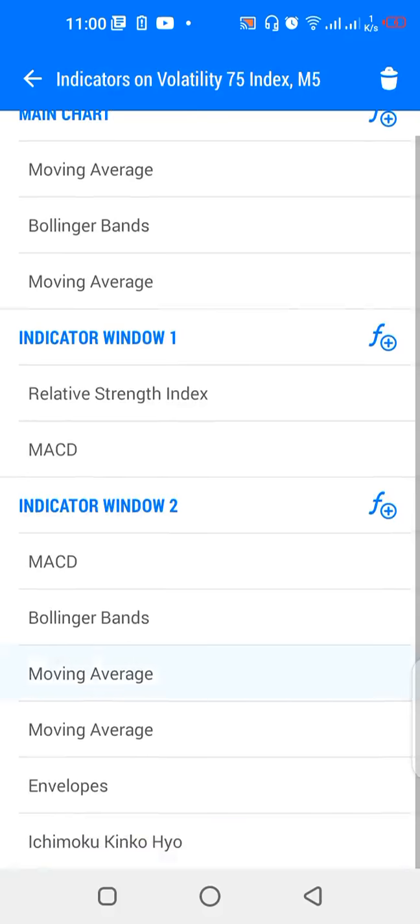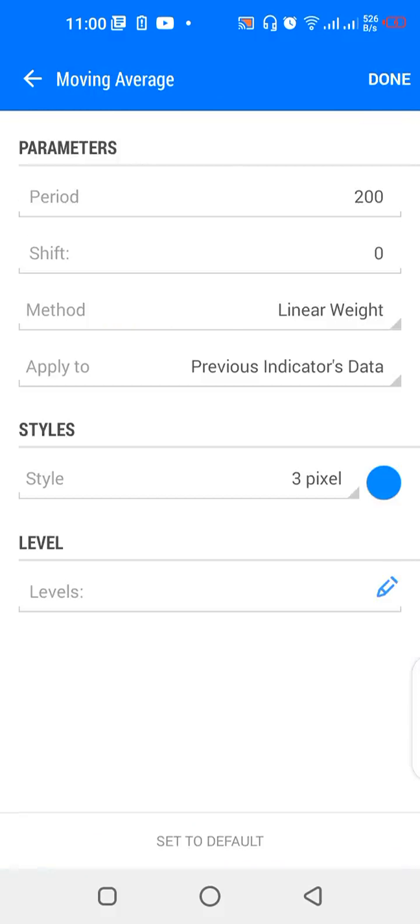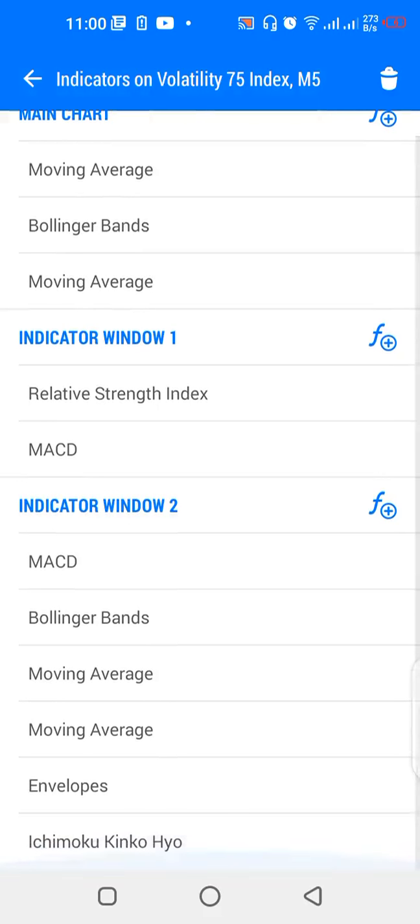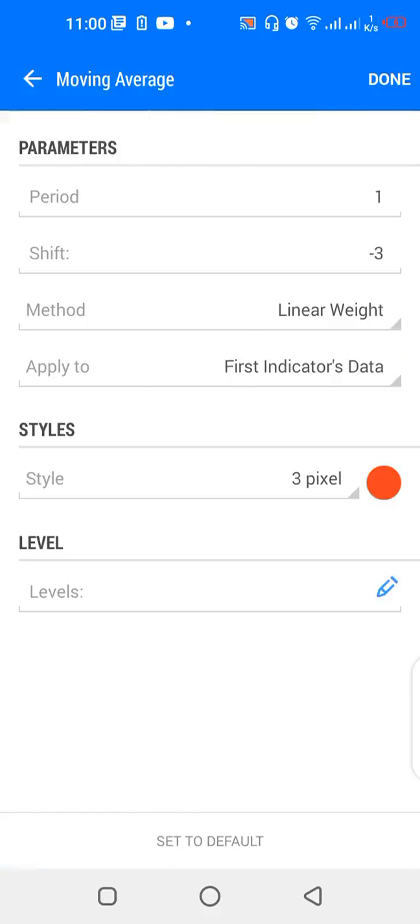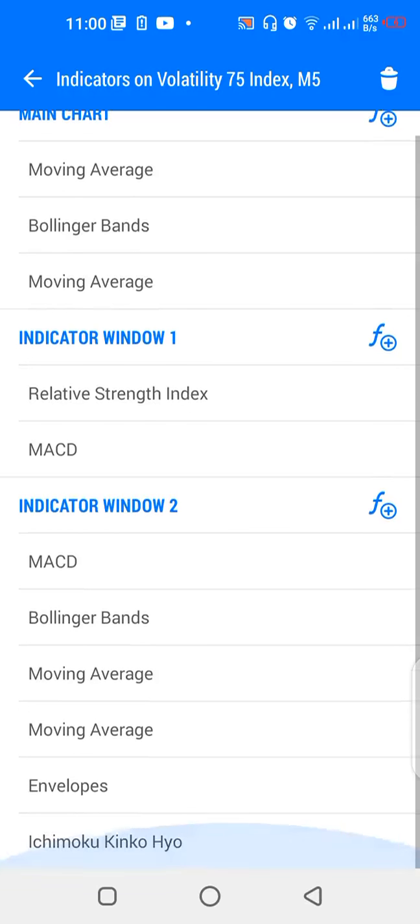Then I have moving average. The period is 200. Shift is 0. Method is linear weight. Apply to previous indicator's data, and the color is blue. Okay. Then I have another moving average. Period is 1. Shift is -3. Method is linear weight. Apply to first indicator's data, and the color is red.